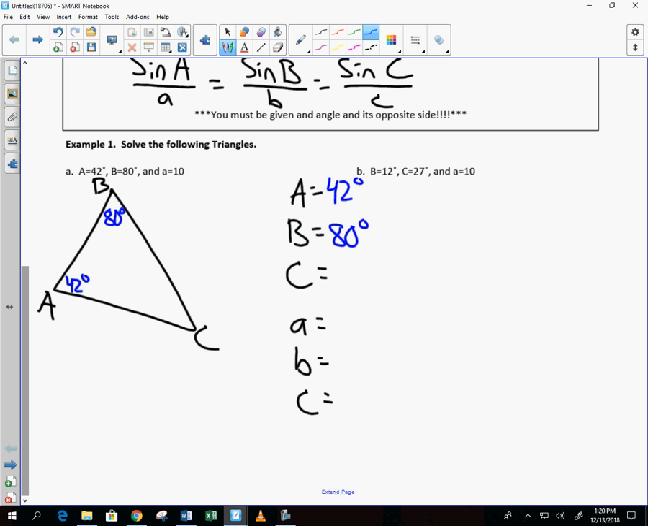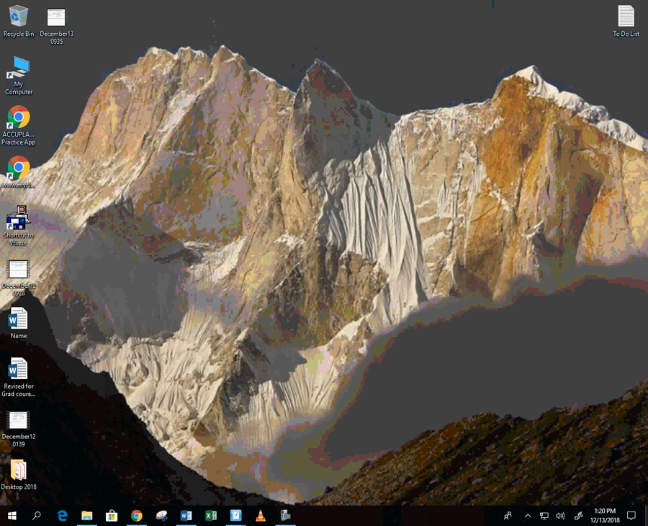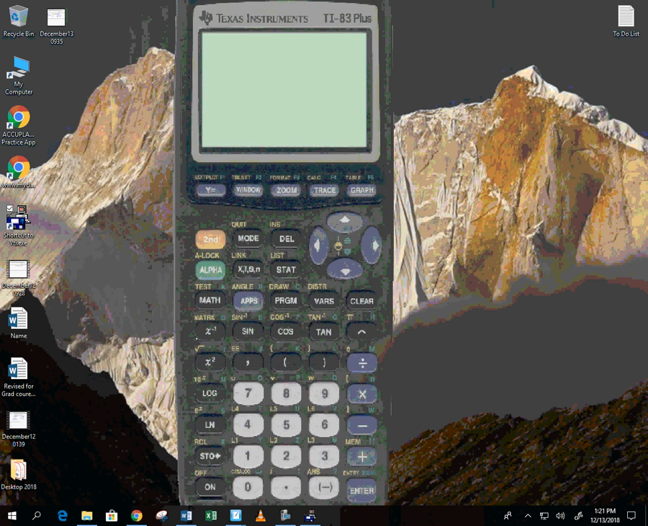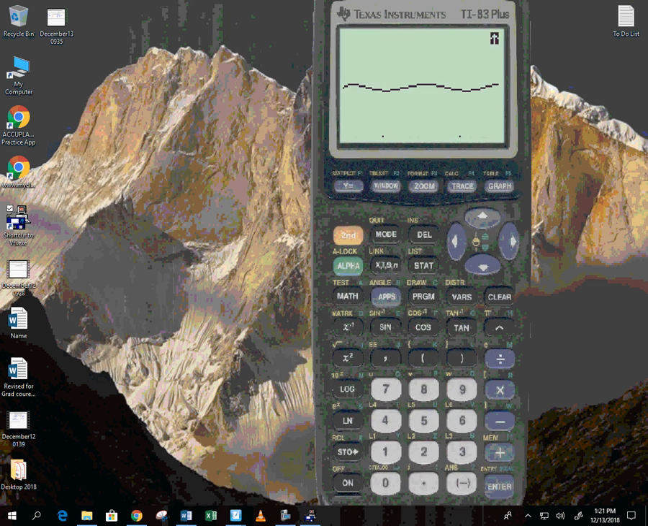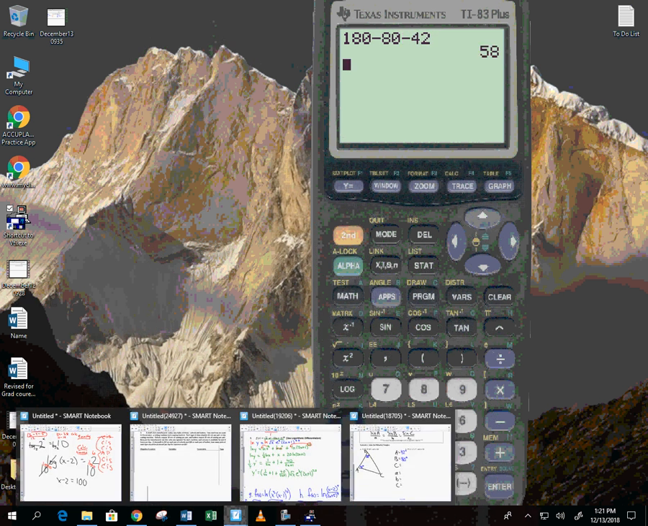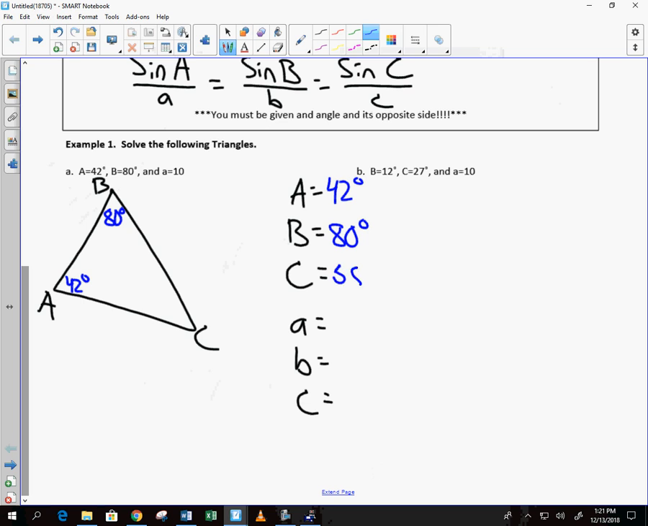How? They all add to 180 degrees. So I take out my handy dandy calculator. And there it is. Take that 180, I subtract 80, and I subtract 42, and I get 58 degrees. Anybody questions so far how I got those? That's pretty straightforward, isn't it?